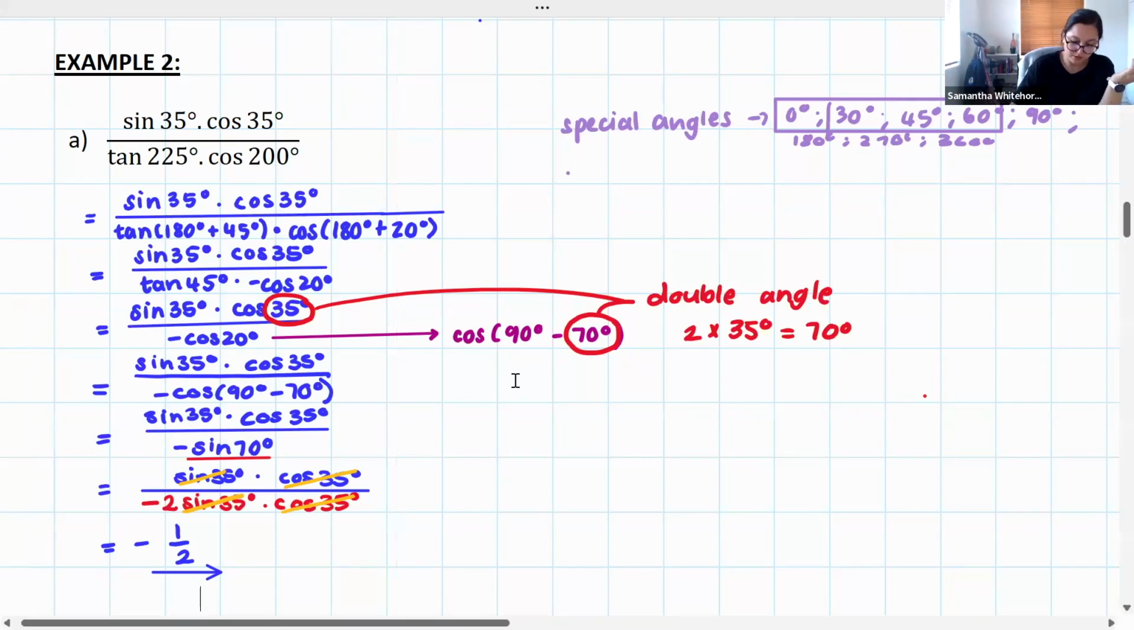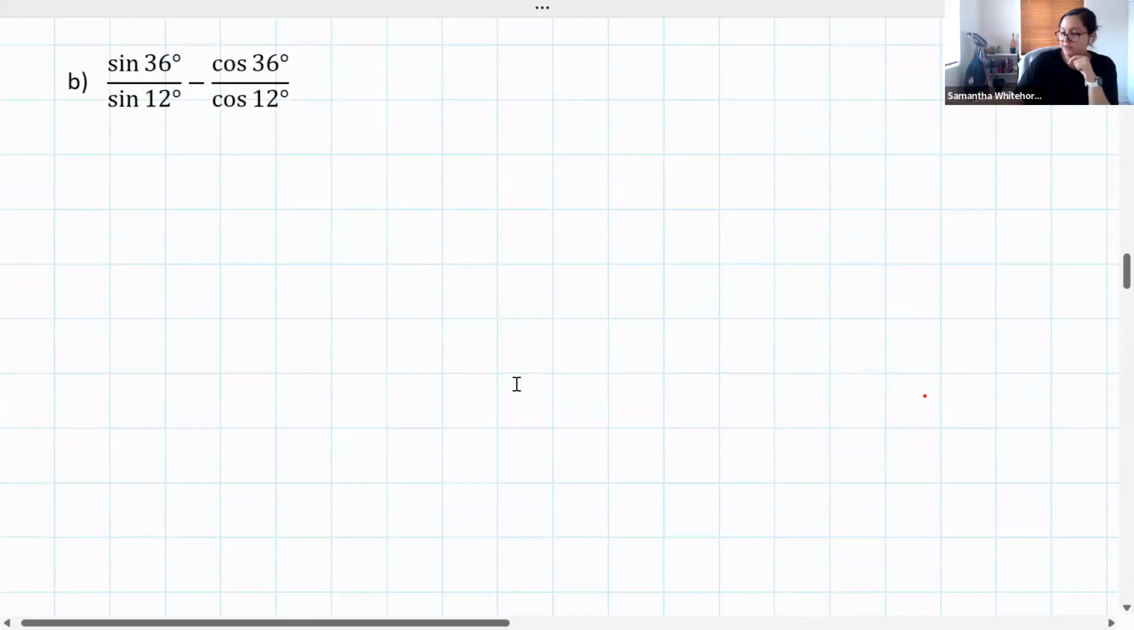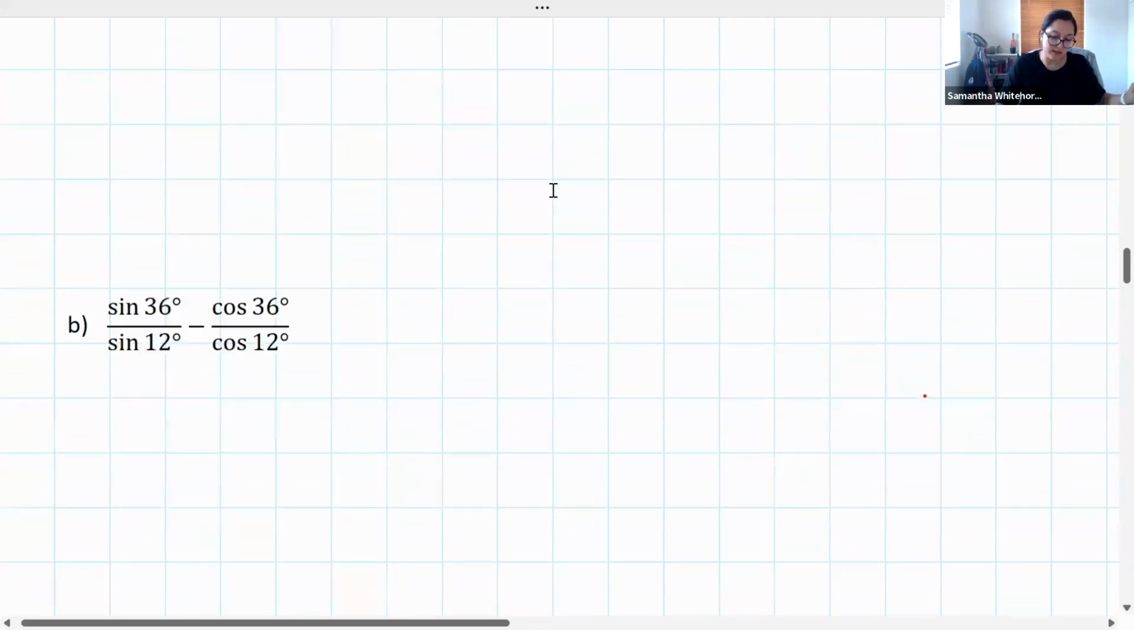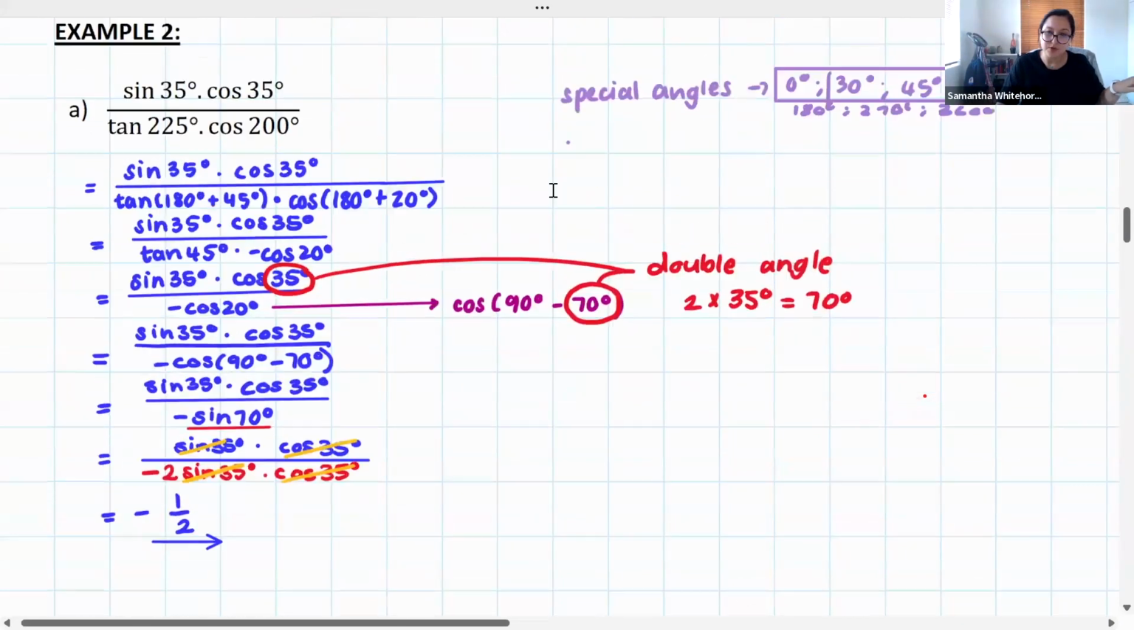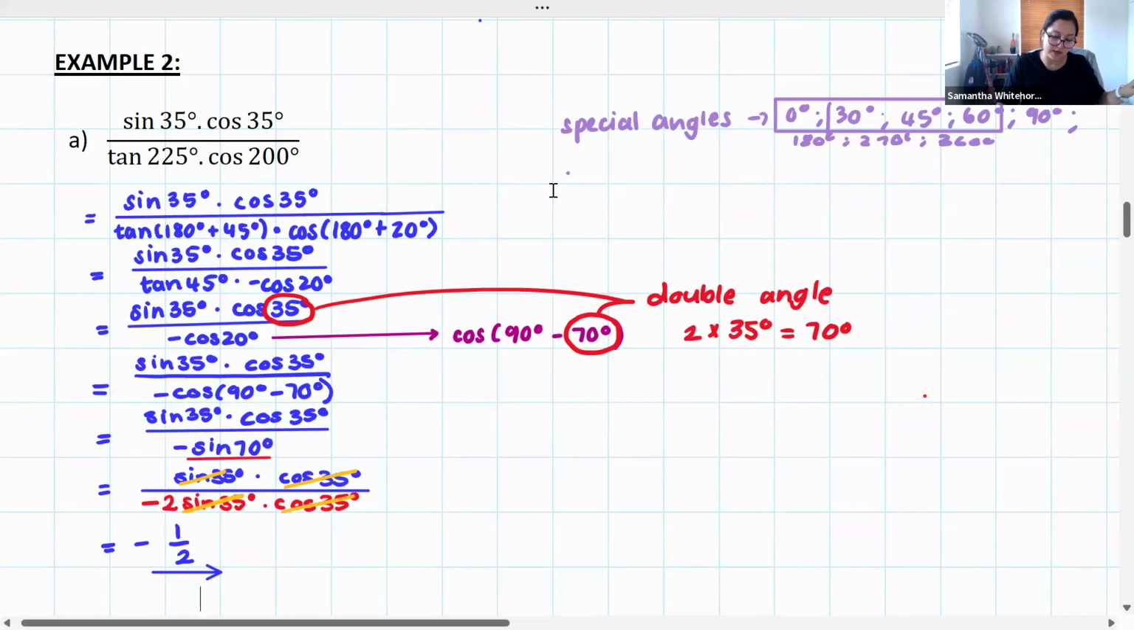Right, so if we have a look at example B, can you see there? Would this work if we had cos? Do you mean like a cos double angle situation? If that's the case, yes.